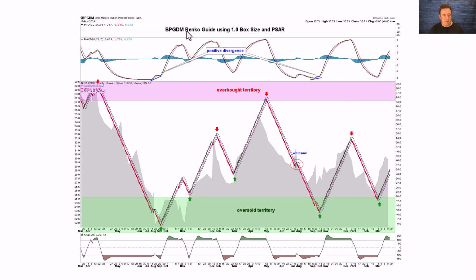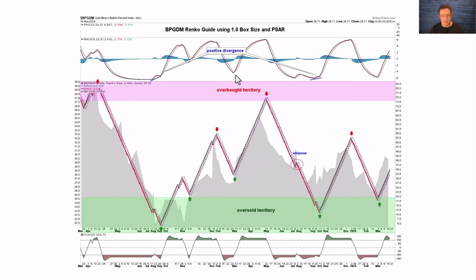Chart 88, here's the BPGDM. Again, a fantastic buy off that Rincos signal from early March or late April, I guess that was. Awesome signal. You can see how very clean and good these signals have been. Not perfect, you get some whipsaws once in a while, but otherwise pretty damn good. I'm using a 1 box size, which means each box is 1%. Remember, BPGDM charts go from 0 to 100%.